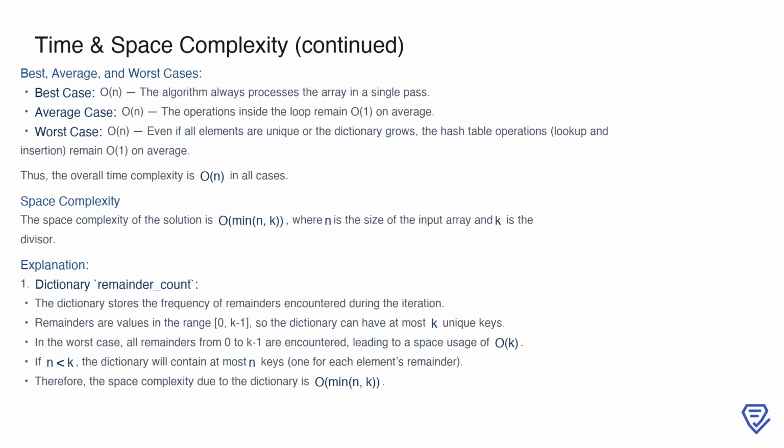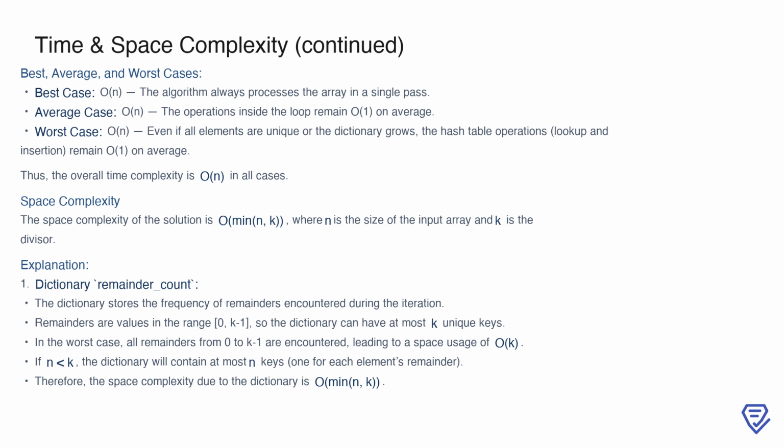Now, let's examine the best, average, and worst-case scenarios for the time complexity. In all cases, whether the array has repeated elements, all unique values, or any other configuration, the algorithm completes in O(n), because it always processes the input array in a single pass. The operations inside the loop consistently remain O(1) on average, even if the dictionary grows to store more remainders. Thus, the time complexity is O(n) in the best, average, and worst cases.